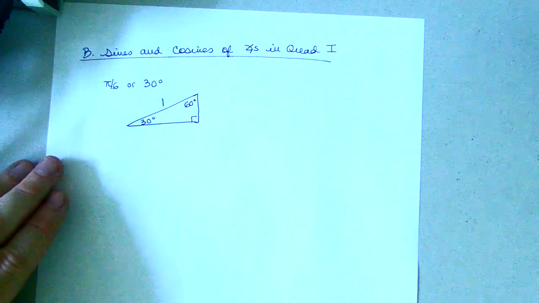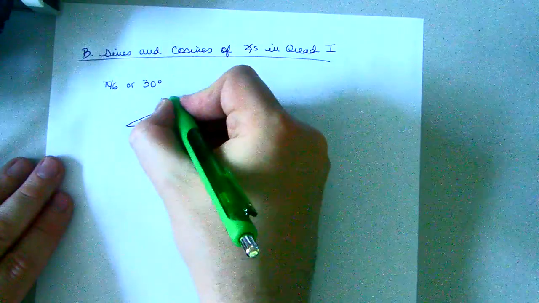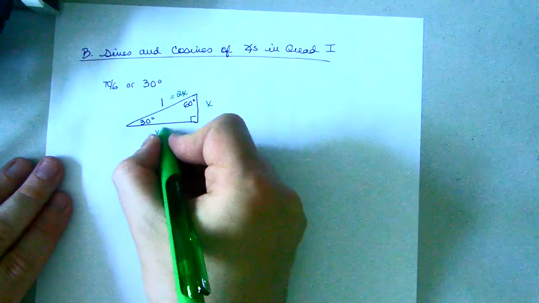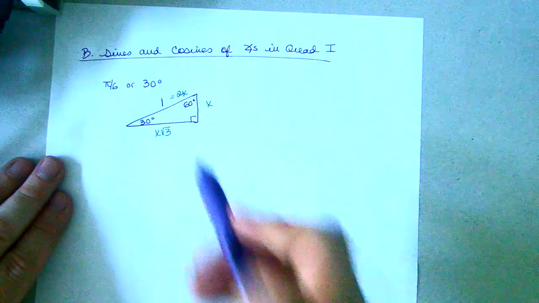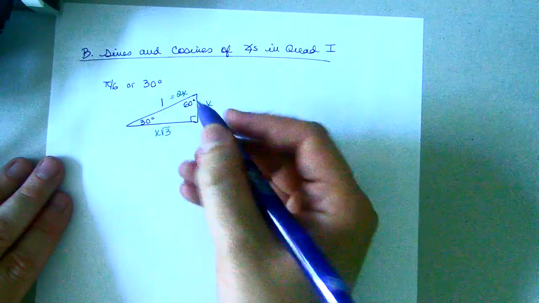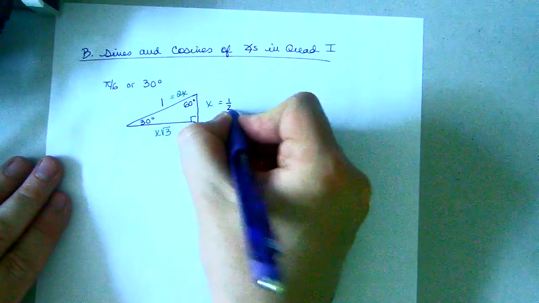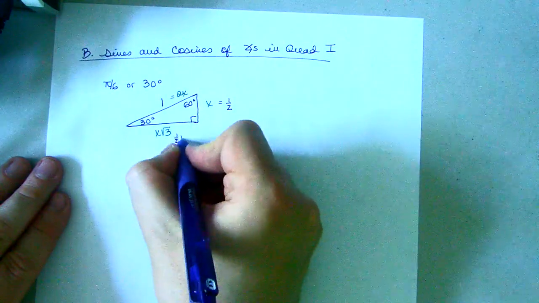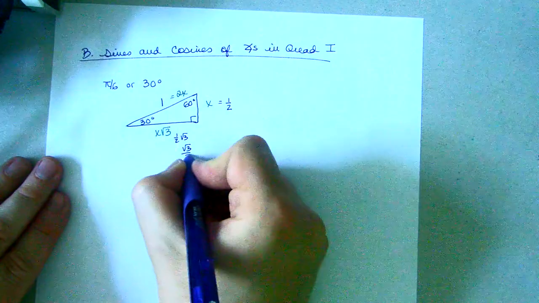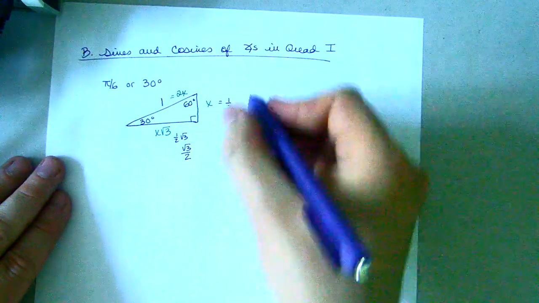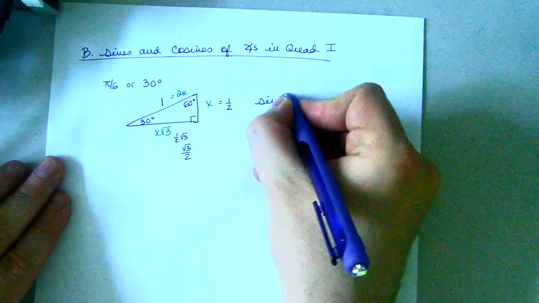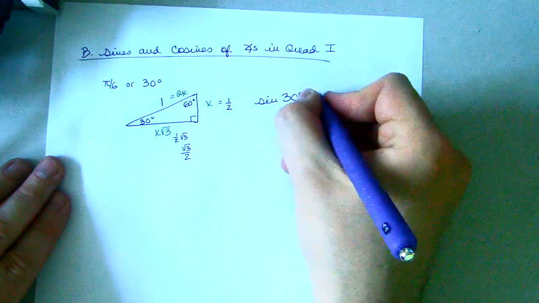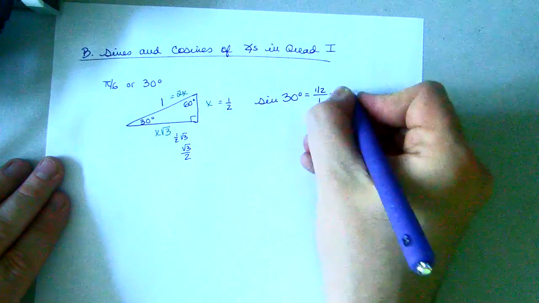From what I know about 30, 60, 90 right triangles, what's across from the 90 is 2x, what's across from the 30 is x, what's across from the 60 is x root 3. Well, if 2x is 1, I know x is going to have to be 1/2. And I know that what's across from the 60, x root 3, has to be 1/2 root 3, or root 3 over 2.